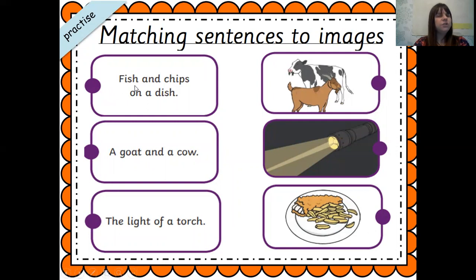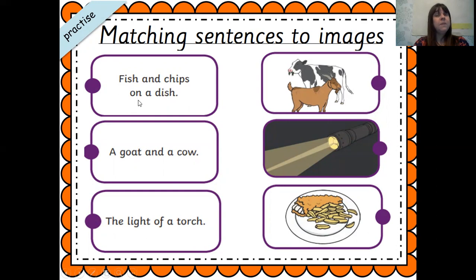Fish, and chips, chips, chips. Oh, I forgot what the first word is. Let's just go back again. Fish and chips.